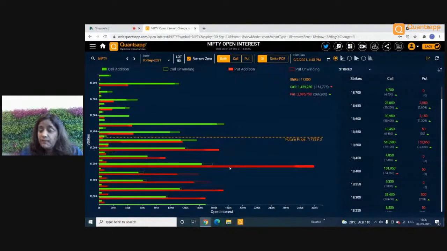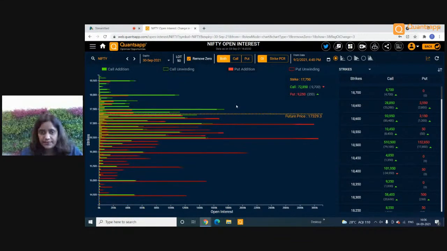So the max put OI is at 17,000, which is nearly 29 lakh 95,750 puts, out of which 2 lakh 66,000 got added on Friday's session. On the call side, 17,500 is there and directly at 18,000. Okay, so this is what the Nifty looks like.